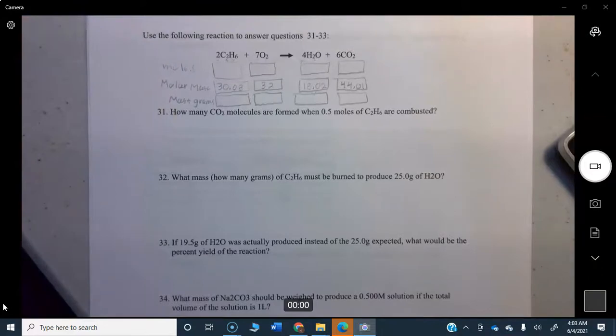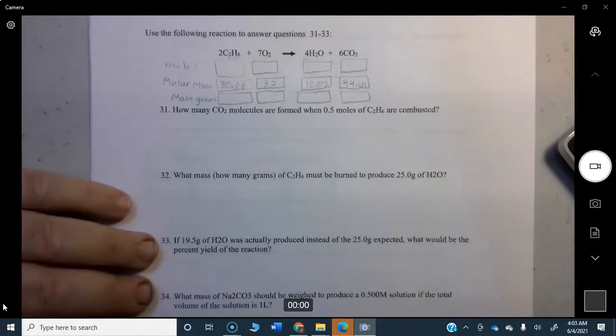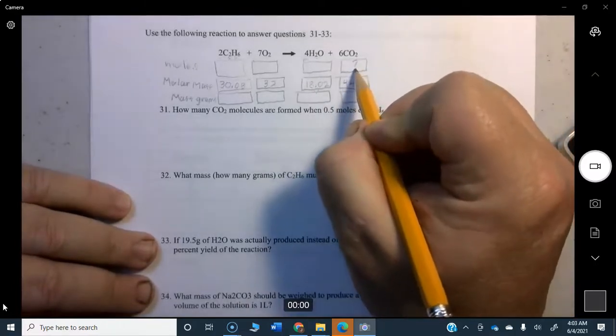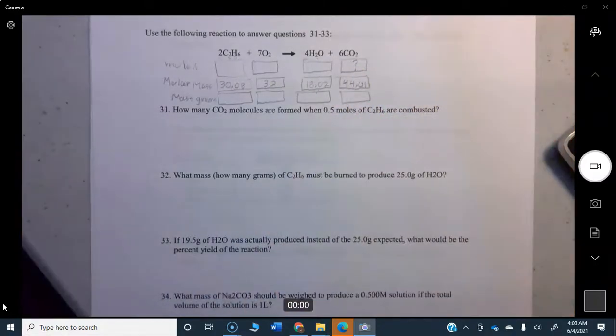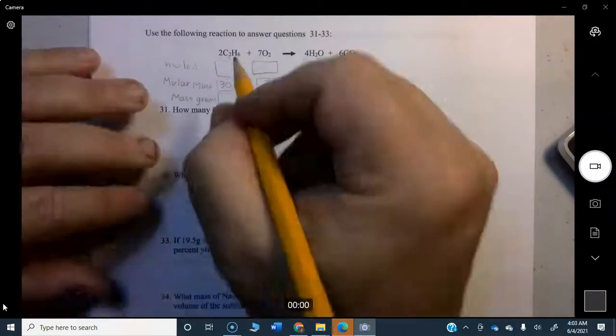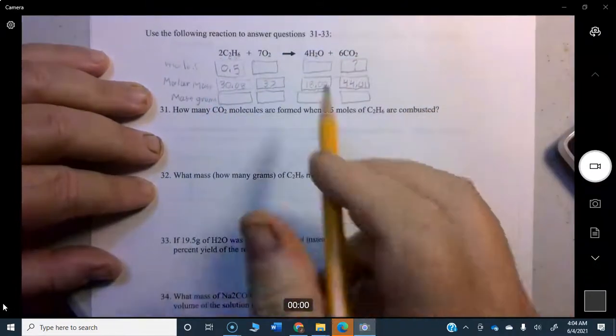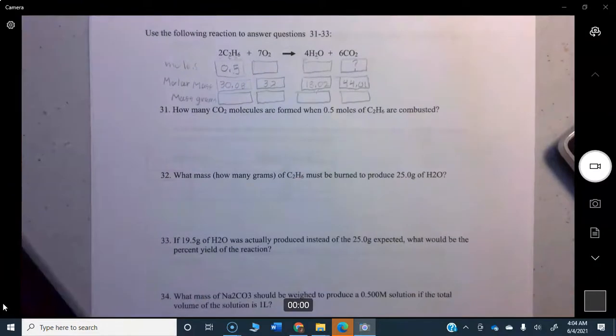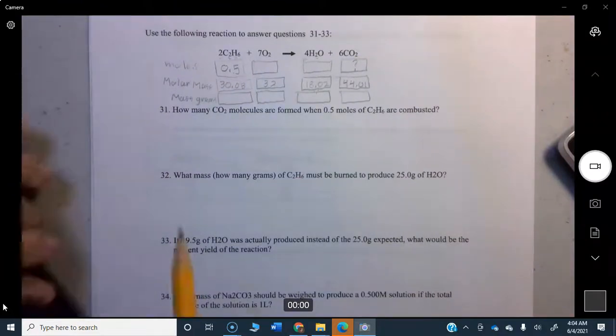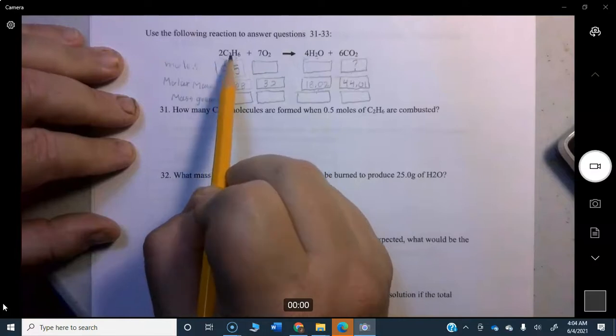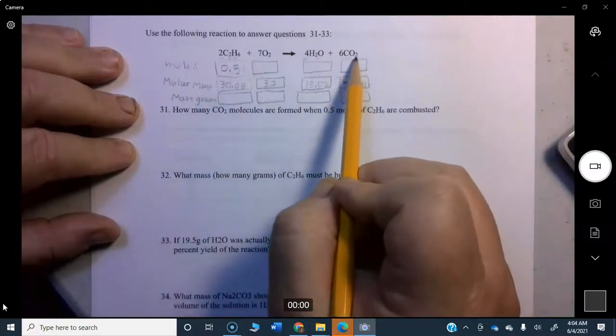Okay, all right. So, how many CO2 molecules? Well, a mole is molecules. It's just a big batch of 6.022 times 10 to the 23rd. So what they're asking for is CO2 moles here, and we'll deal with the molecules at the end. CO2 is formed when 0.5 moles of C2H6 are combusted. So that's 0.5 right there. We need to get from moles of C2H6 to moles of CO2. So the relationship is 2 moles of C2H6 for 6 moles of CO2.